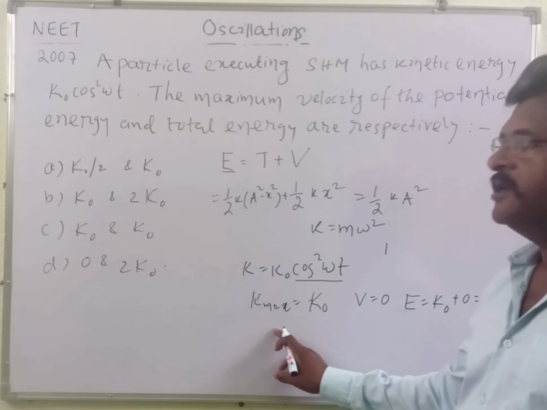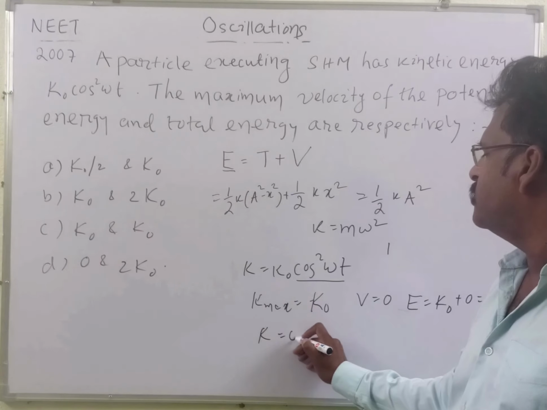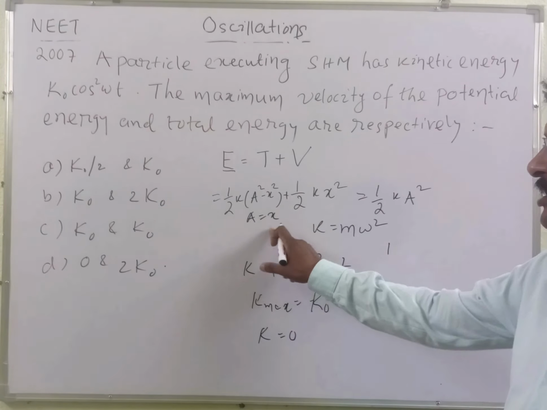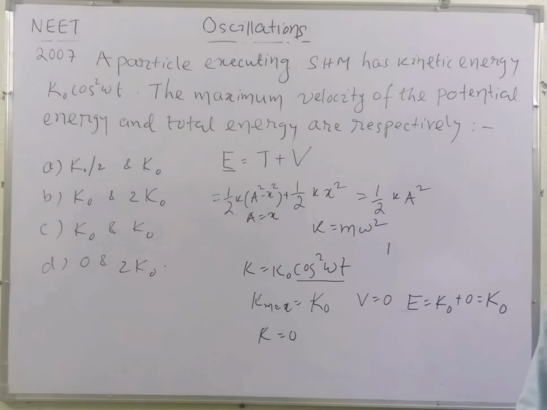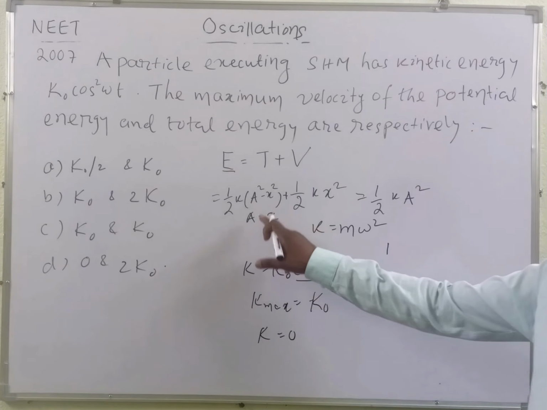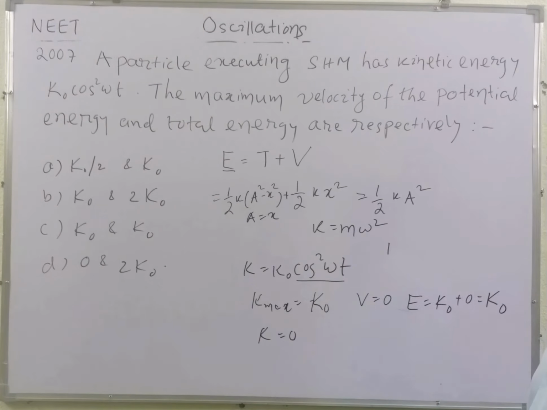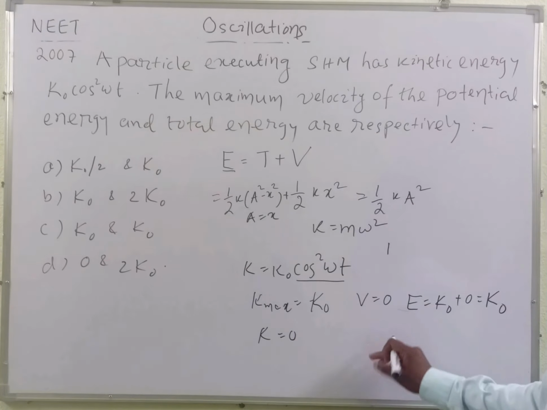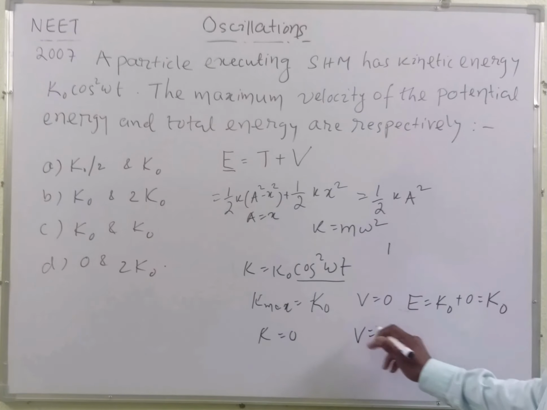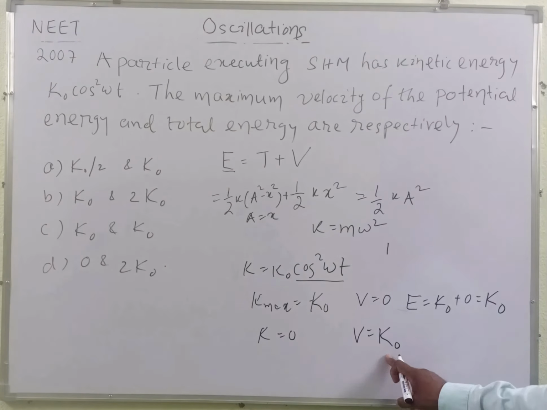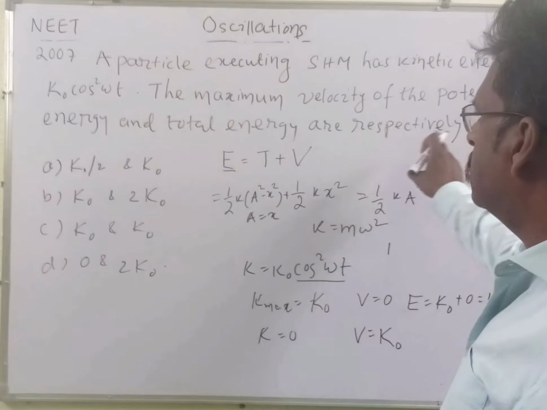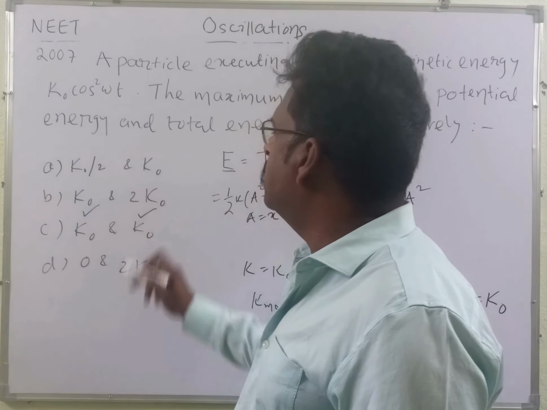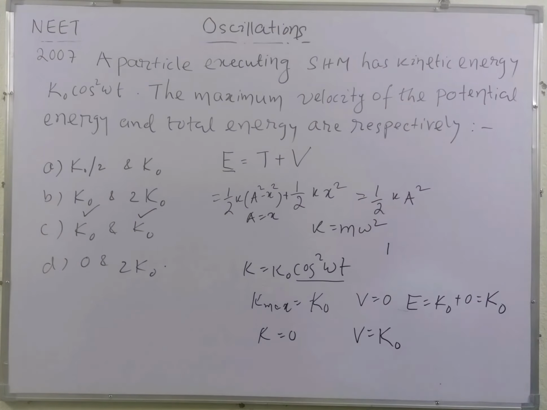And when the kinetic energy becomes 0, at which point is that? At x equal to A, when the particle is displaced to the maximum position, its amplitude, its kinetic energy becomes 0 and the entire energy is potential energy. At that point V will be equal to the total energy, which is K0. So the maximum potential energy and the total energy both will be K0. So option C is correct, students.